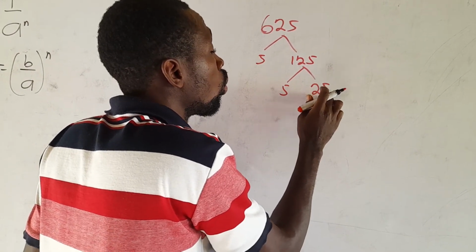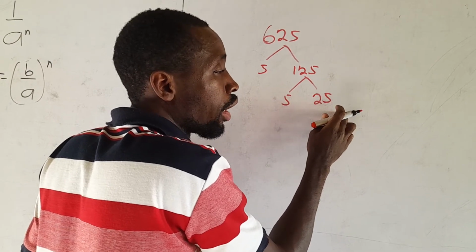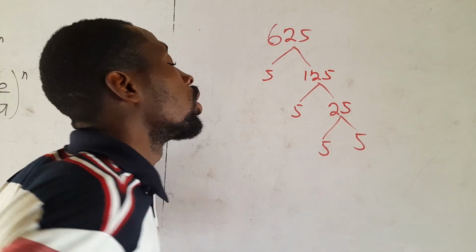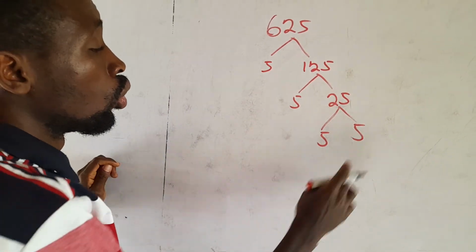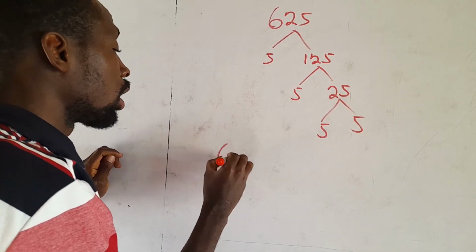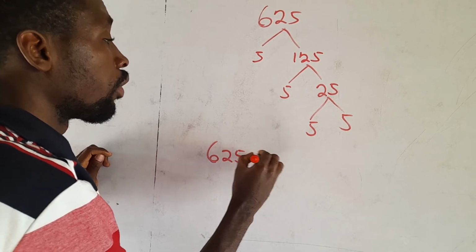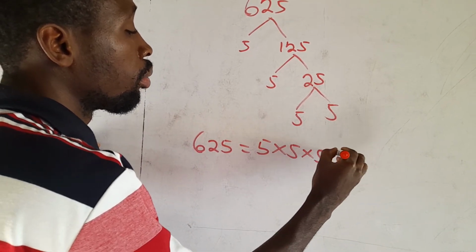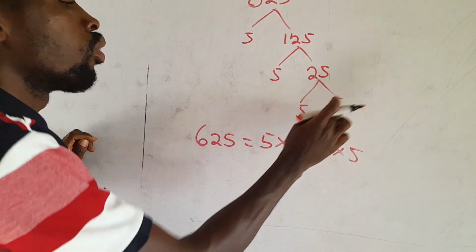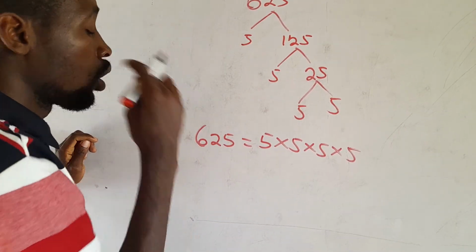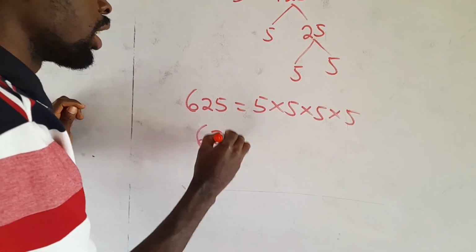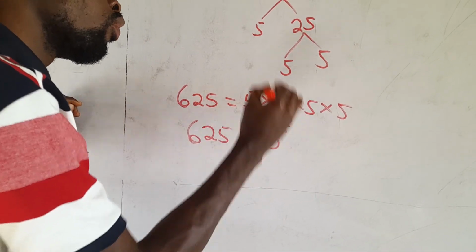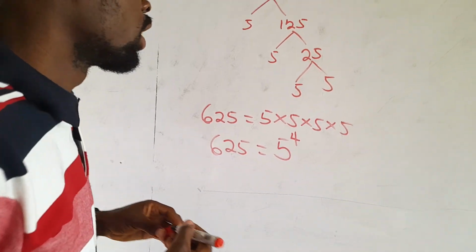Now 25 is not a prime number, but 5 is. So which prime number can divide 25 without any remainder? It's 5 again. 25 divided by 5 is 5. So all these now are prime numbers. So we can say that our 625 is equal to 5 times 5 times 5 times 5. 1, 2, 3, 4. So our 625 in an index form will be 5 exponent 4. I hope you get that.